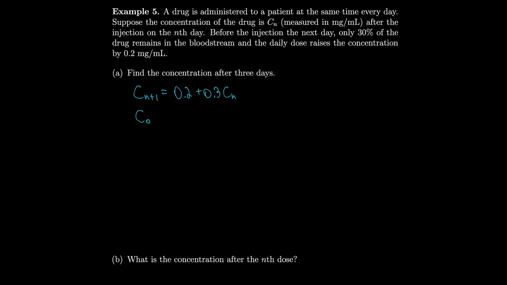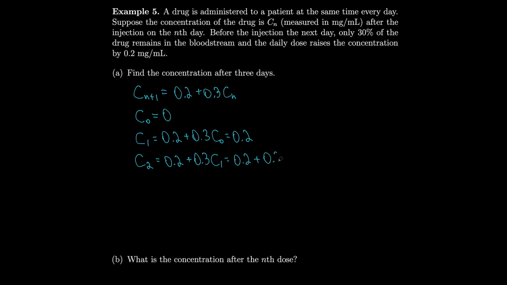So we've got our first day, C0. Well, we're starting with no concentration, so that's 0. So then C1, well, we take 0.2, we add that to 0.3 times C0, which is 0, and we just get 0.2. Then for C2, we take 0.2, we add that to 0.3 times the previous concentration, which was C1, we get 0.2 plus 0.2 times 0.3. And I'm writing the 0.2 out in front because I'm trying to show you guys the pattern. This ends up becoming 0.26.